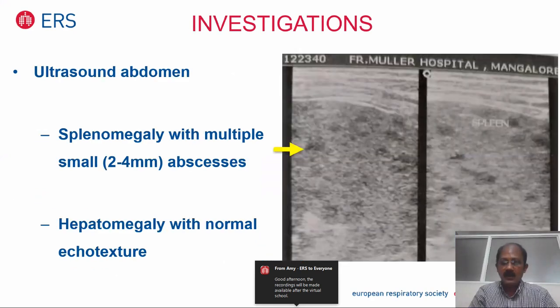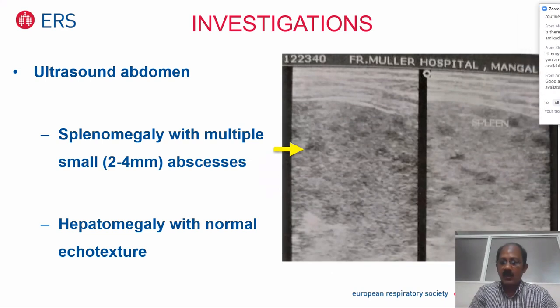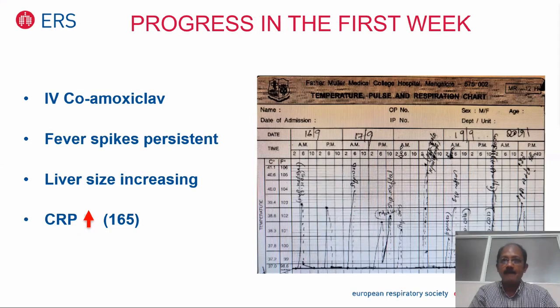Ultrasound abdomen revealed enlarged liver and spleen. Small hypoechoic lesions suggestive of abscesses were noted in the spleen, as depicted by the arrow in the slide. IV co-amoxiclav was commenced, but in the first week since admission, fever was persistent, as you can see on the fever chart. Liver size increased by 2 centimeters, and there was a rise in CRP.